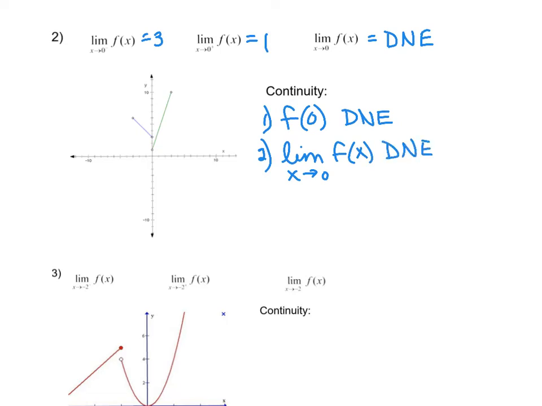So since both the limit doesn't exist and the function value doesn't exist, that tells me that f of x is not continuous at x equals 0. We're going to see in tomorrow's lesson that we call this a discontinuous function, and we're going to see all the different types of discontinuities that a graph can possibly have.